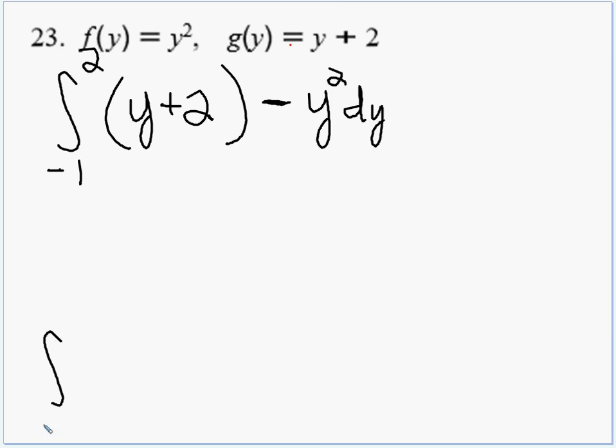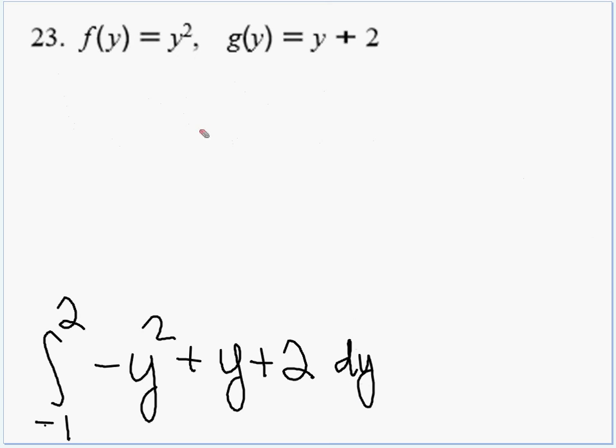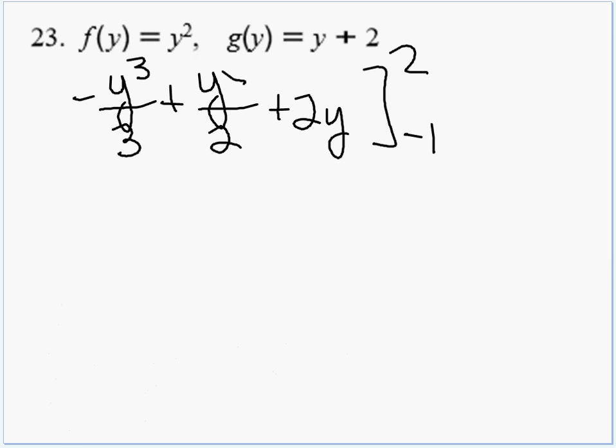And let's just put it in descending order. It just looks a little nicer. Negative 1 to 2, we'll have negative y squared plus y plus 2 dy. So let's antiderive. Negative y cubed over 3 plus y squared over 2 plus 2y from negative 1 to 2.